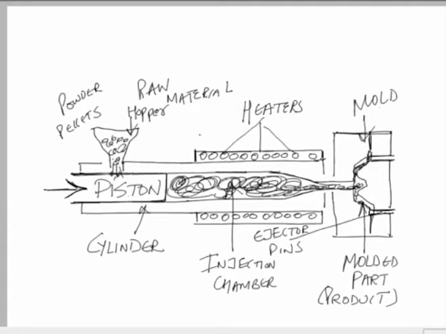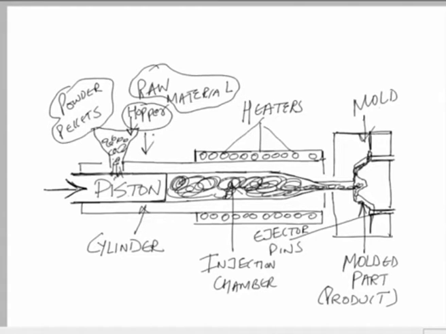So initially we have a hopper. On your screen you can see we have a hopper in which the raw material is kept. The raw material can be in the form of the powders or the pellet. From here the raw material will enter into the cylinder, and in the cylinder we have the piston and the injection chamber type of arrangement. The piston would be pushing this raw material in the cylinder, and there is a heating arrangement which would be used to melt the raw material, which is the plastic material.